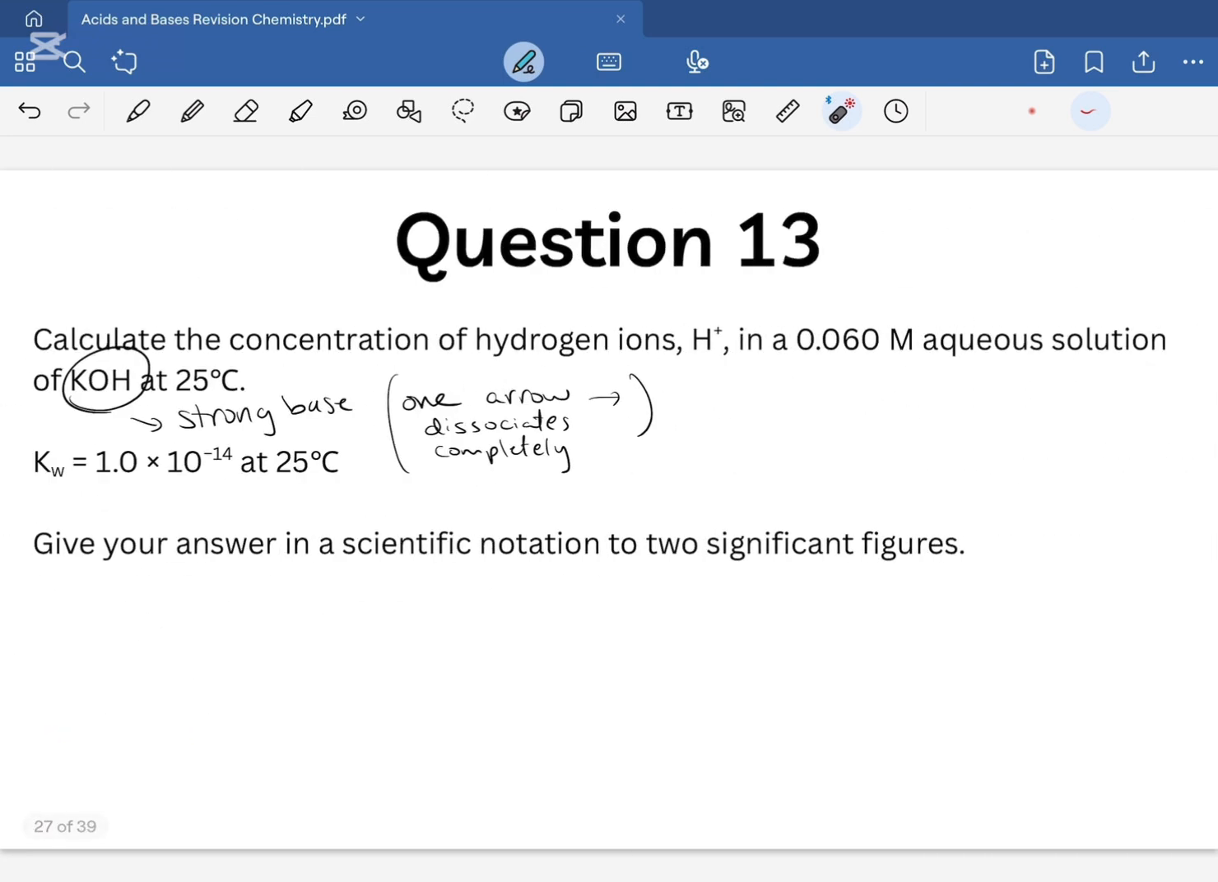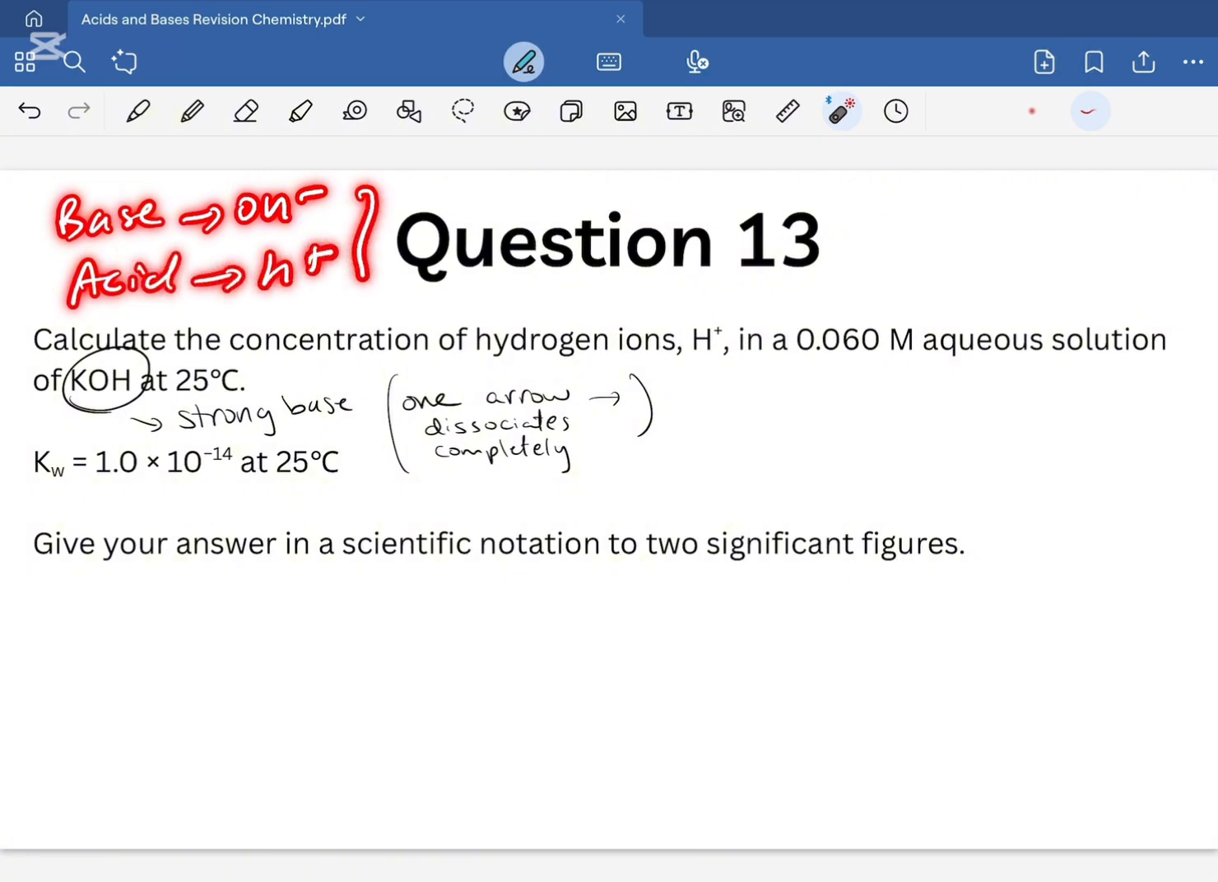For question 13, calculate the concentration of hydrogen ions H plus in a 0.06 m aqueous solution of KOH. We need to know KOH is a strong base, so we're going to use one arrow, as a strong base or strong acid dissociates completely. So we need to find the concentration of H plus. First, let's find the OH minus, because KOH will give K plus and OH minus. Always remember that a base will give OH minus, and acid will release H plus ions in solution.